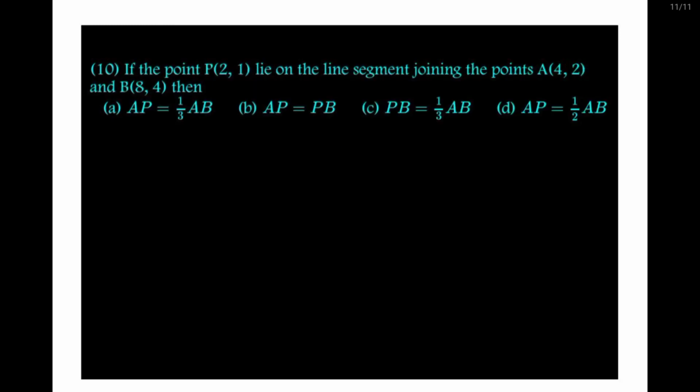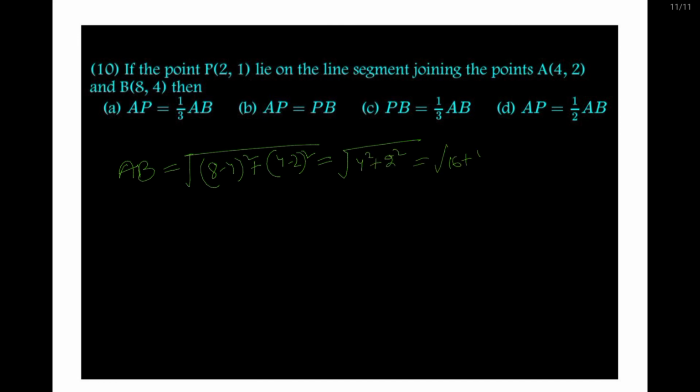And the question is, if the point P, whose coordinate is (2, 1), lies on the line segment joining the points A and B, both are given with their coordinates. So we'll find AB first. Let's find it, and then I'll tell you what to do. AB will be square root of 8 minus 4 whole square plus 4 minus 2 whole square, and it is nothing but 4 square plus 2 square. So it will be square root of 16 plus 4, square root of 20.